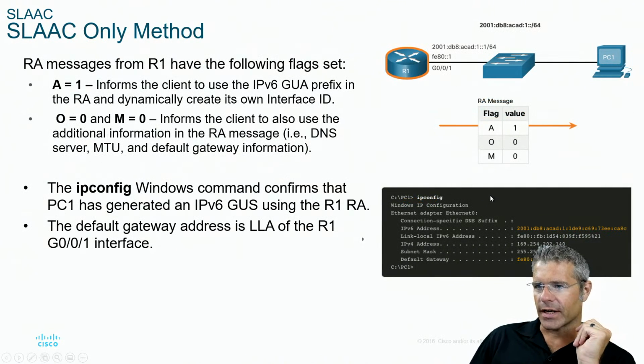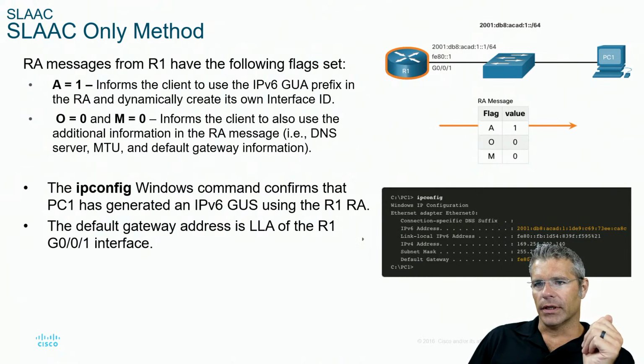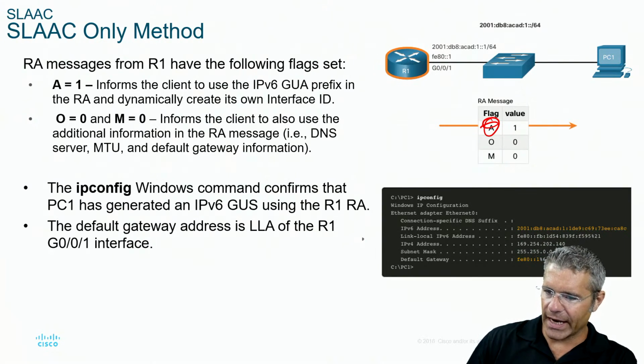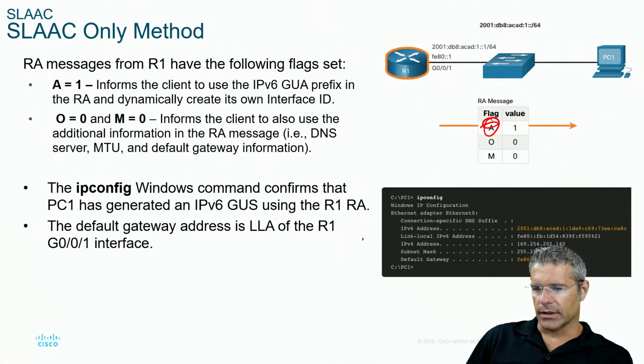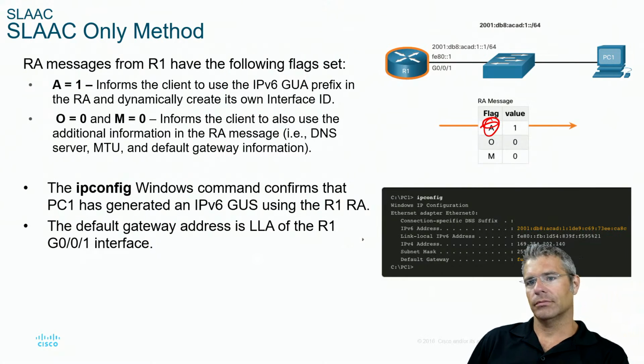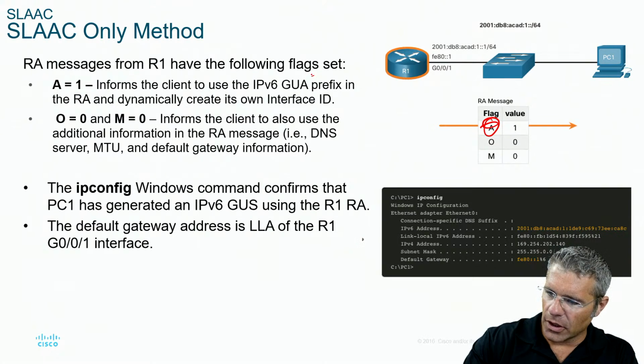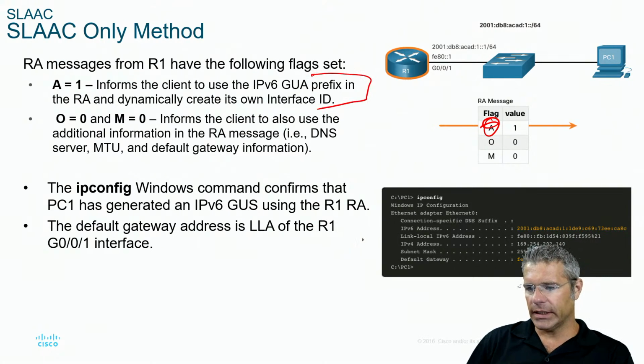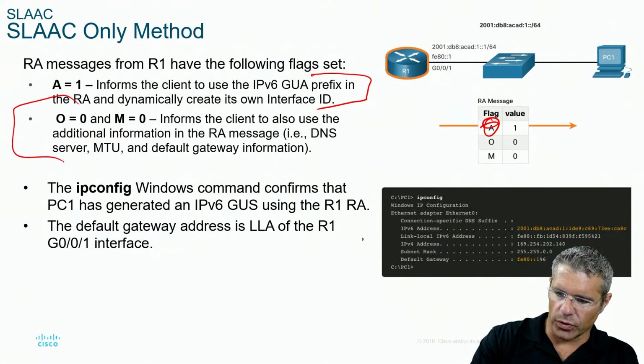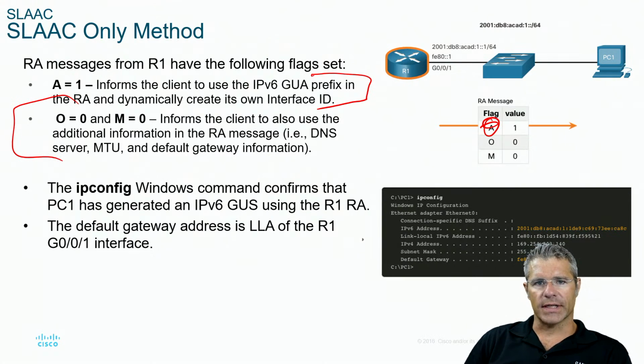If your intention is to set up SLAAC only, in this case, router advertisements, we're going to come up with the A flag ticked that says, hey, you're on your own. Handle this by yourself. That host is going to dynamically create its own interface ID. And then it says, oh, there's no additional information coming. We can ignore the rest of this.